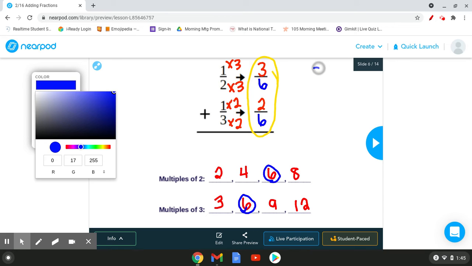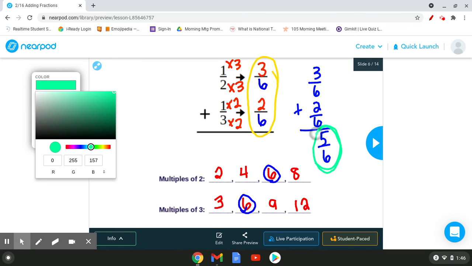So I can do 3/6 plus 2/6, and you don't need to rewrite it. You can just write it right underneath if you want. Remember, your denominator stays the same, so you just add your numerator. 3 plus 2 gives me 5 sixth size pieces. And here is your final answer.